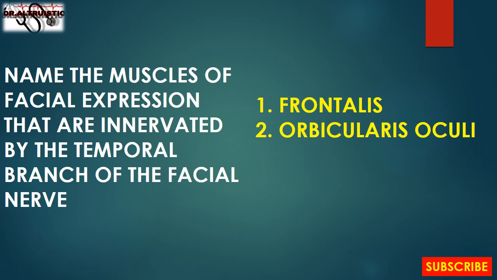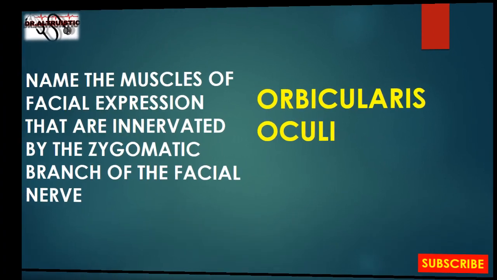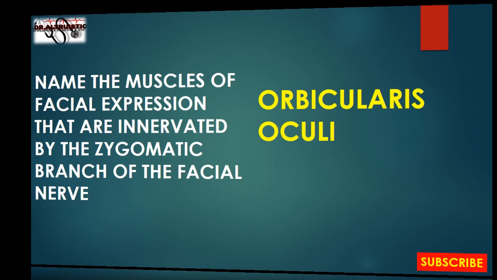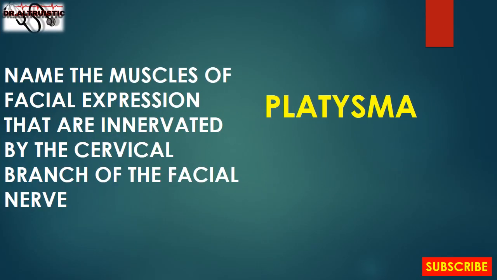Name the muscles of facial expression that are innervated by the temporal branch of the facial nerve. 1. Frontalis. 2. Orbicularis oculi. Name the muscles innervated by the zygomatic branch of the facial nerve. Orbicularis oculi. Name the muscles innervated by the cervical branch of the facial nerve. 1. Platysma.